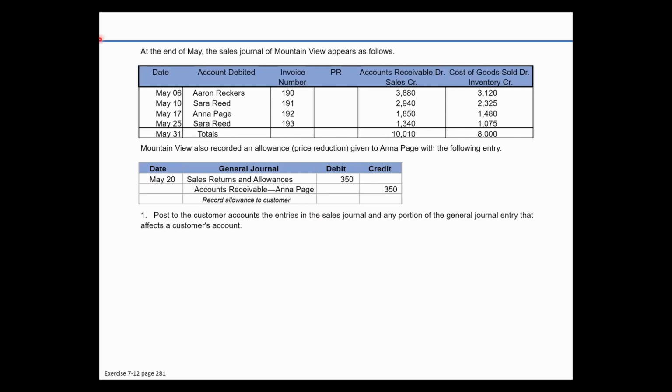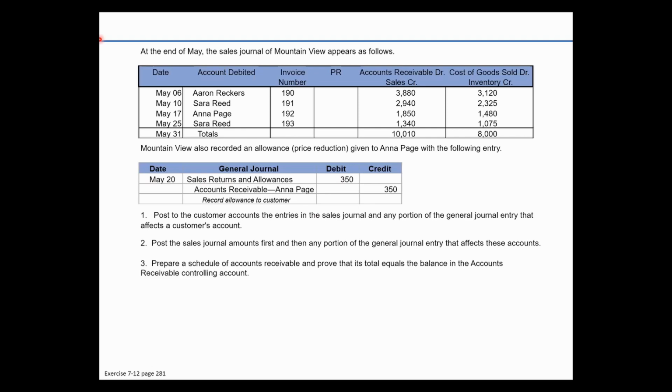So first of all, what we'll do is post to the customer accounts the entries in the sales journal and any portion of the general journal entry that affects the customer's account. We'll post the sales journal amounts first, and then any portion of the general journal entry that affects those accounts. And then we'll prepare the schedule of accounts receivable, and we'll prove that its total equals the balance in the accounts receivable controlling account.